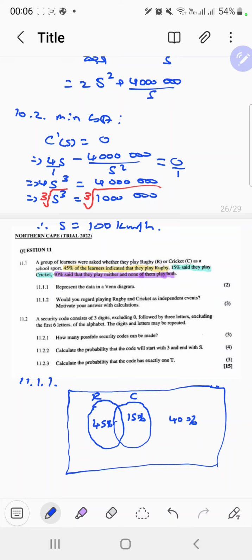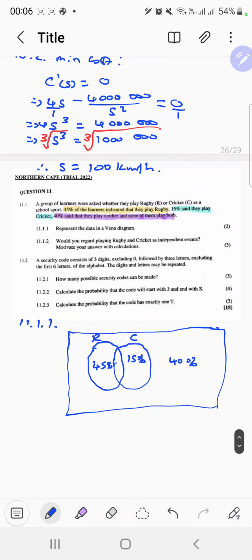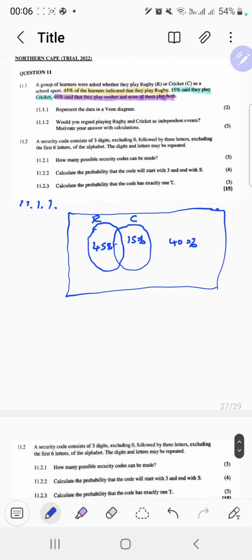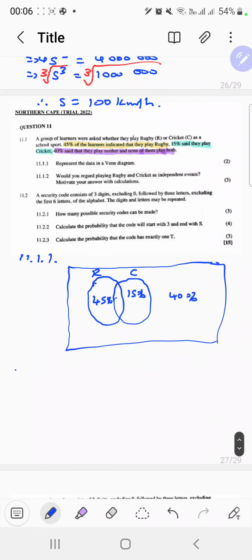Let's see if all of this added together gives us 100% to decide whether this is inclusive or not. So 45 plus 15 plus 40 is definitely 100%. So there's no funny business here. So this whole thing makes sense. Okay, so this is fine, guys. It's done. This is what they wanted you to do. So easy stuff here.